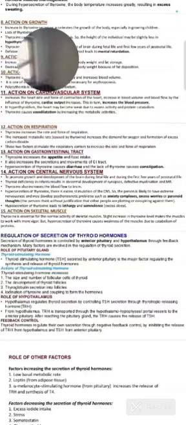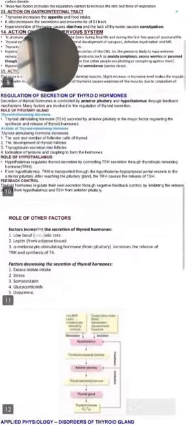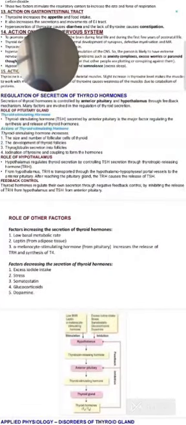So many factors are involved in this regulation of thyroid secretion. The first one is the role of pituitary gland: thyroid stimulating hormone. The thyroid stimulating hormone is secreted by the anterior pituitary, and this is a major factor that regulates the synthesis as well as release of thyroid hormones.